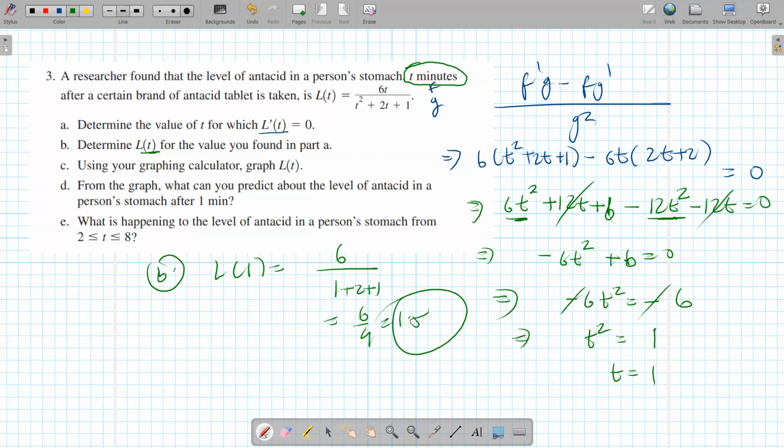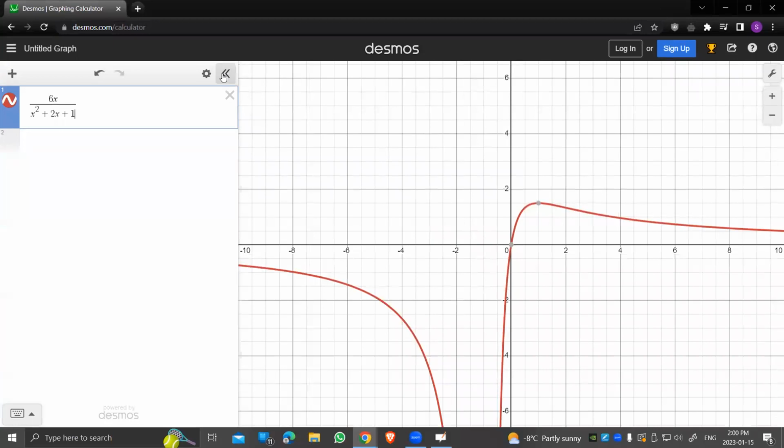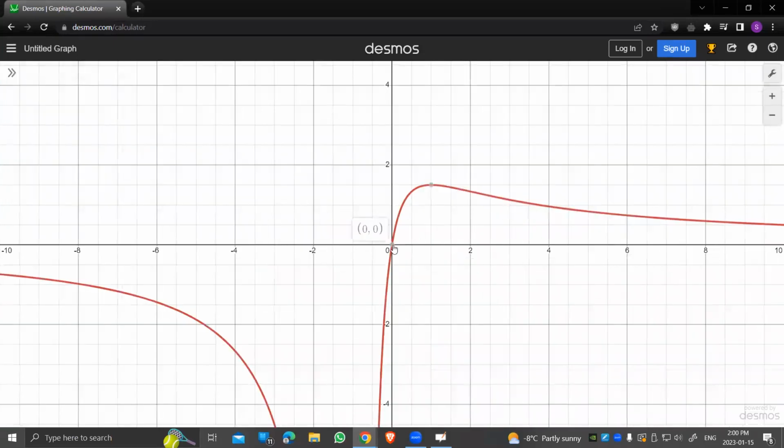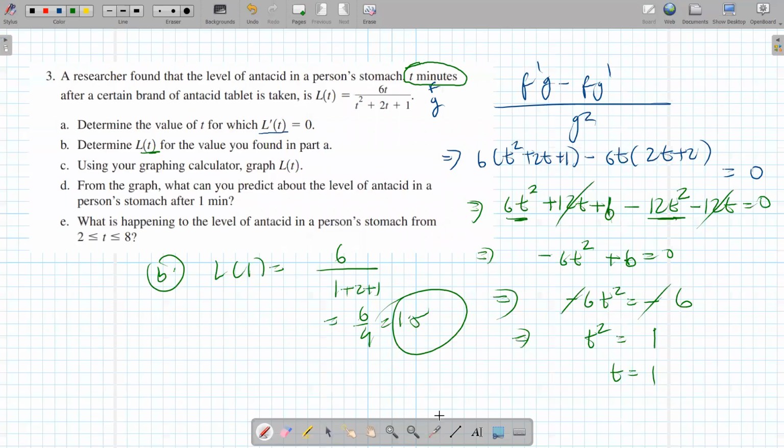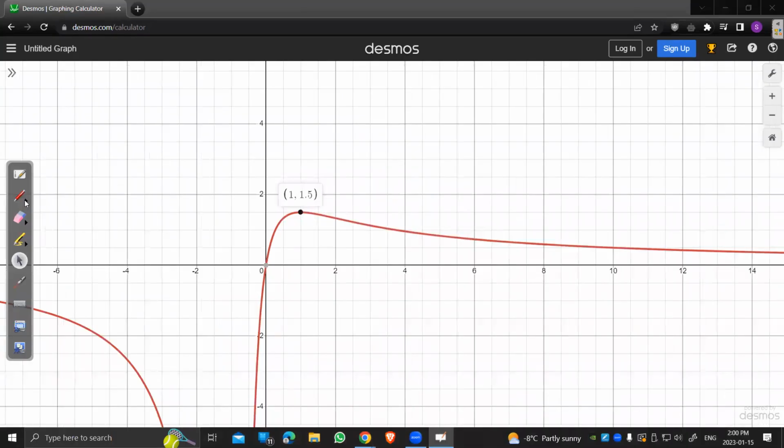The next part says graph this. We can really quickly graph and see what's going on here. 6x squared plus 2x plus 1. And again, ignore the negative quadrants, right? Let's see here. What is happening to the slope? By that I mean we're looking at the tangent, okay? So check this out.